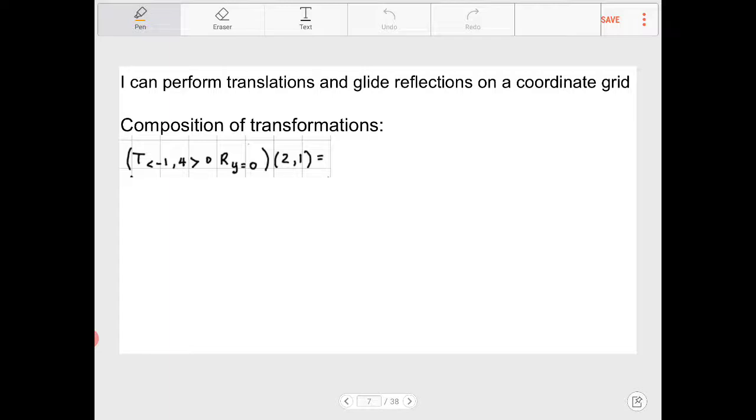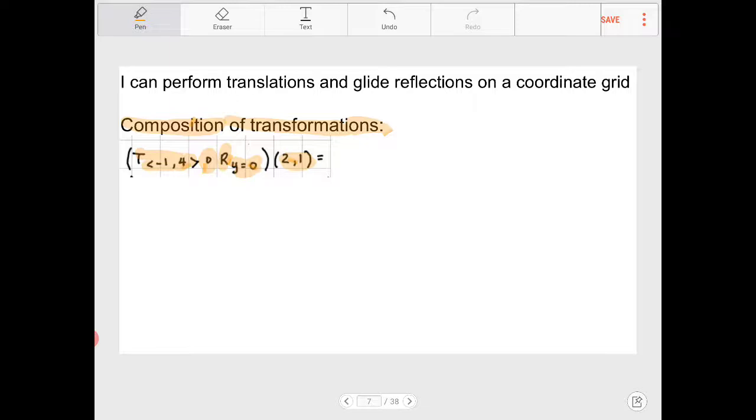All right, so what we have here is another notation, and this symbol means we're taking a composition. What exactly is a composition of transformations? We are taking multiple transformations and putting them together. So we're taking this point and performing a reflection. The capital R here stands for reflection. We're reflecting it over the axis y equals 0. And then finally, we are performing a translation.